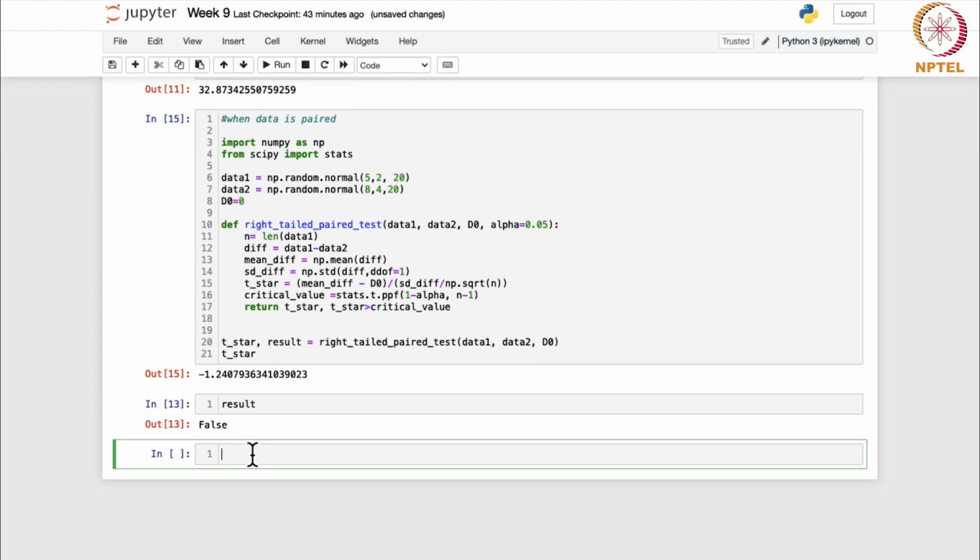So likewise you can do it for the left tail test also. The same steps would be there, you can define it in the same way. The only difference is that the critical value here would change. Minus of that would come, and likewise for the two tail test you would compare the absolute values with the t alpha by 2, and you can get the results.